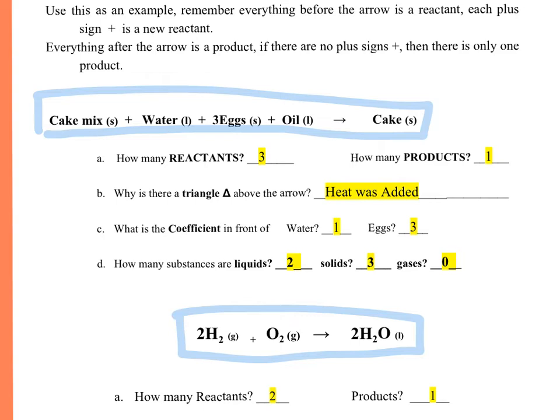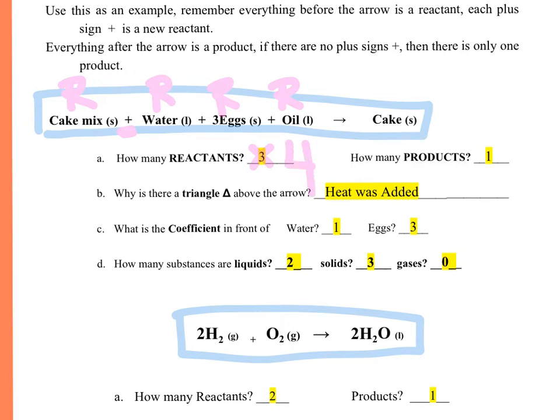So the first question says, how many reactants are there? Remember that reactants are everything to the left of an arrow, and reactants are the original substances. It's what you start with. This is a reactant. This plus sign lets me know that it's a new compound, it's not one compound together. But that is a reactant, that is a reactant, and that is a reactant. So there are 4 reactants.